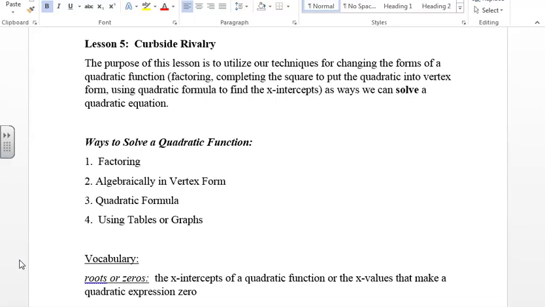In summary, some ways that we can solve a quadratic function: we can factor, we can algebraically put it in vertex form to factor, we can use the quadratic formula, or we can use tables or graphs. Some vocabulary from this lesson are the terms roots or zeros, which mean the same thing. They are asking for the x-intercepts of a quadratic function, or the x values that make the quadratic function 0.